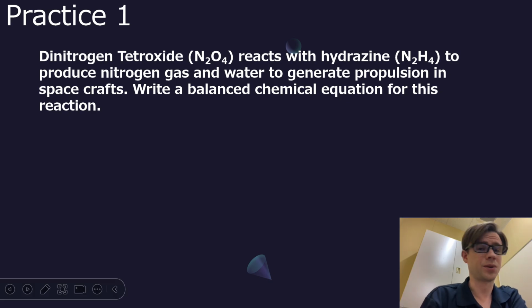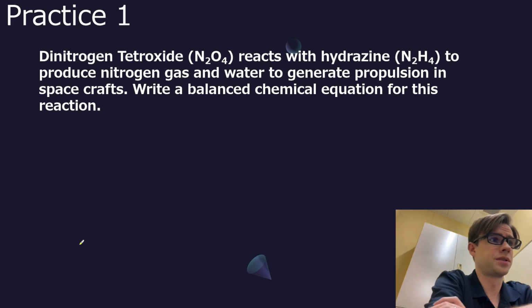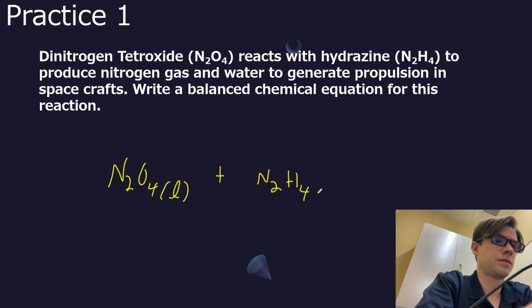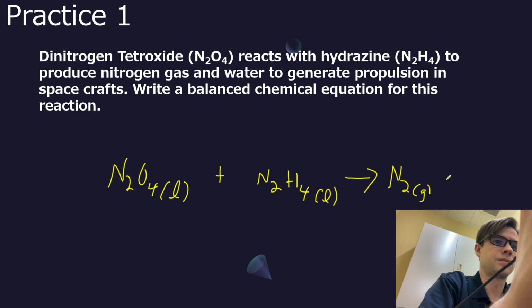So what's the balanced chemical equation for this reaction? So you can look at what this says. Dinitrogen tetroxide, N2O4, reacts with hydrazine. I think both of these are liquid to start, and this produces nitrogen gas. That will be N2 gas and water, probably liquid.